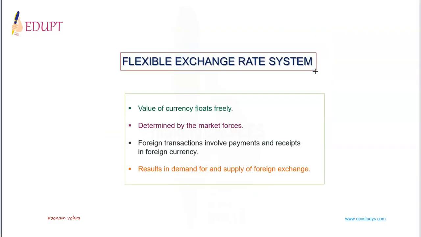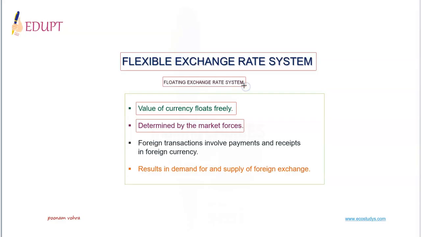Flexible exchange rate system. It refers to a system in which the value of currency is allowed to adjust freely or to float as determined by the market forces of demand for and supply of foreign exchange. There is no government intervention in the foreign exchange market, hence it is also known as floating exchange rate system.